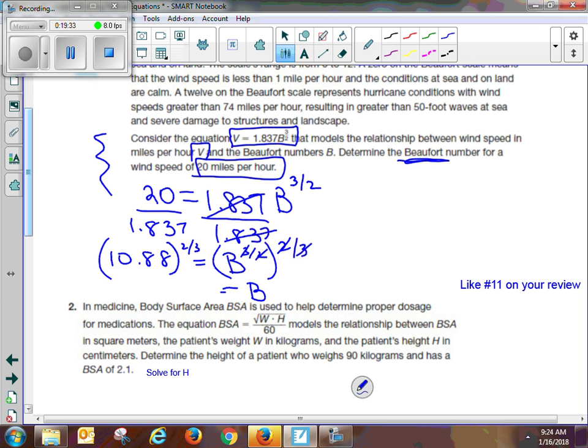You can, if you have a caret key, do this 2/3 power all at one time, but what you must do is put it in parentheses. Okay? That way it knows that you're raising it to the 2/3 power. If you don't use parentheses, then it thinks you're raising it to the second power and then taking the answer and dividing it by 3. It's going to do, please excuse my dear Aunt Sally. Okay? So you can do this in your calculator, and it should give you approximately 4.91.